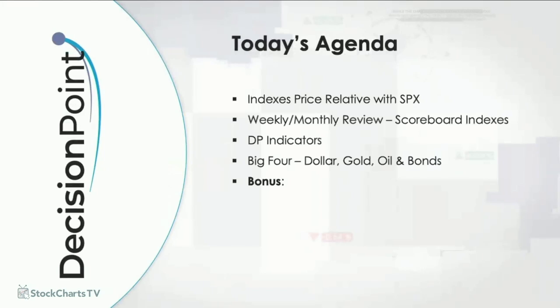So anyway, let's see what we're going to do. So it is the end of the month. So we're going to look at not only the weekly charts, but we'll look at monthly charts as well. And of course, I will review all of the scoreboard indexes. We'll look at the DP indicators, and then Carl's going to do the dollar, gold, oil, and bonds. So you can stay tuned for that.